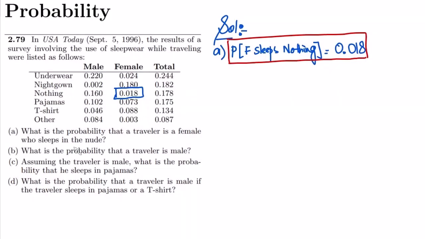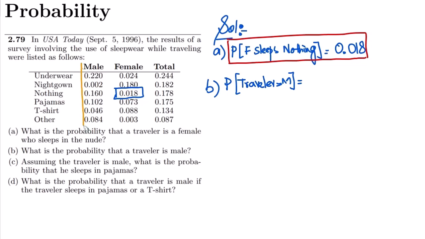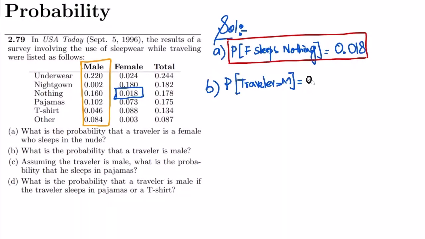Similarly, now what is the probability that a traveler is a male? In order to find the probability that a traveler is a male, what do we have to do? We have to see all the probabilities that are concerned with males, and add them together. So I will have to add 0.220, 0.002, 0.160, 0.102. Okay, so let me add them together.